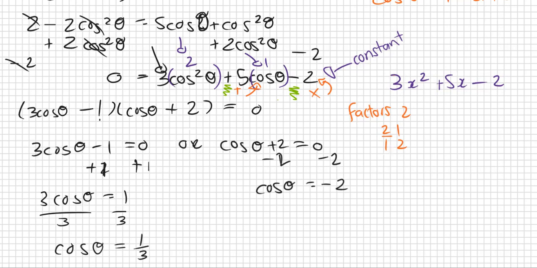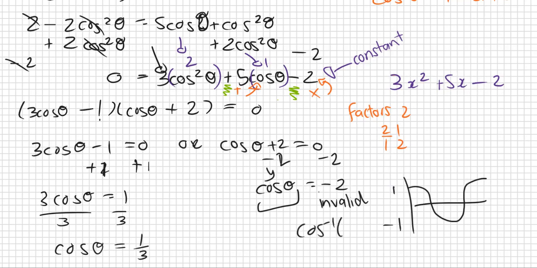Just take a look at this one. I can already see it's invalid because a cos graph looks like this, and its cos theta is y's, so its y's go from 1 to minus 1, and so therefore negative 2 doesn't exist. You can also put it in the calculator. If you get an error, then obviously it doesn't exist. So if you try to do cos to the minus 1 of minus 2, it'll say error. Okay, it's invalid. Can't do it. So we only have to work with this one.